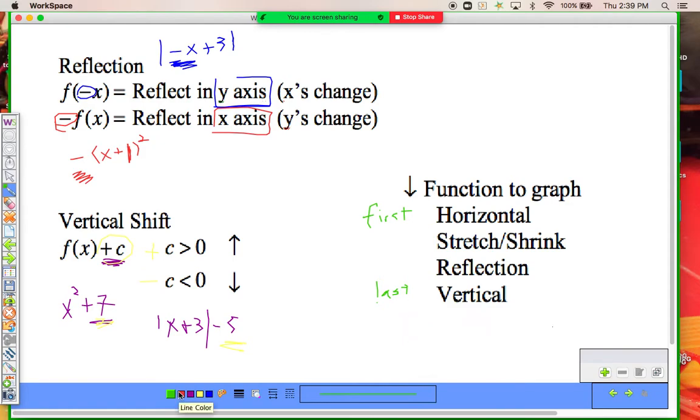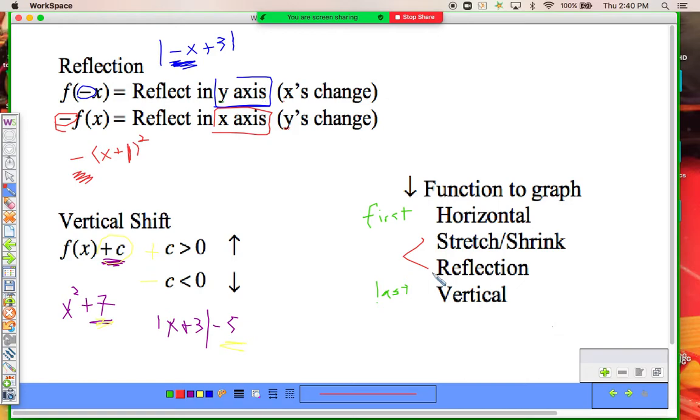The middle two steps, as long as they go second and third, I don't care which one goes second, which one goes third, they're fine. But left and right first, up and down last. If you do this, you will always get the right answer. If you don't, you still might get the right answer, but you might not. It's just better to go left and right first, stretch and reflect in the middle, go up and down last. Doing that is going to give you the correct picture. Not doing that, you still might get it, but you never know.